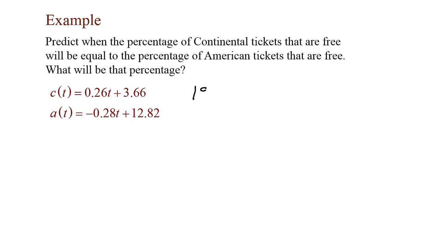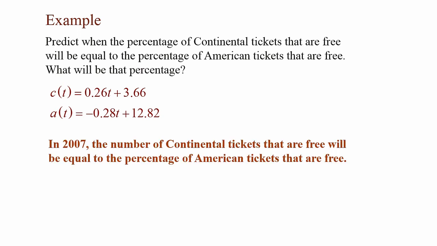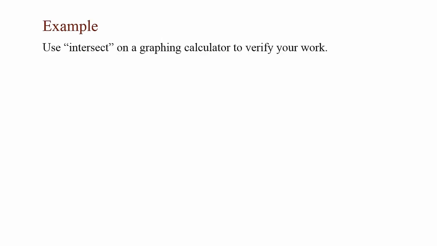Because we're starting with the year 1990, I add 17 to get the year 2007. In 2007, the percentage of Continental tickets that are free will be equal to the percentage of American tickets that are free. 8.08% of the tickets will be free. Use Intersect on a graphing calculator to verify your work.